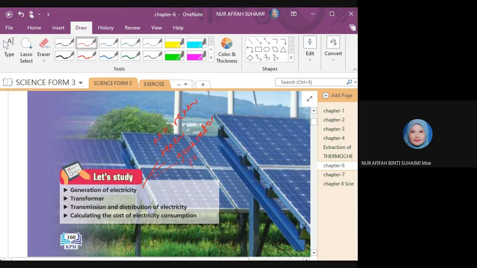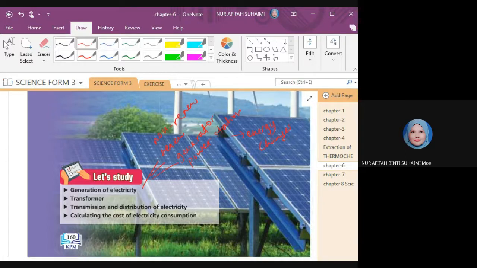Here we have various type of power station that you need to know the energy changes. Okay, perubahan tenaga yang berlaku. We have hydroelectric, we have solar, okay, windmill, there is thermal power station. So all these power station, you need to know the energy changes that occur.